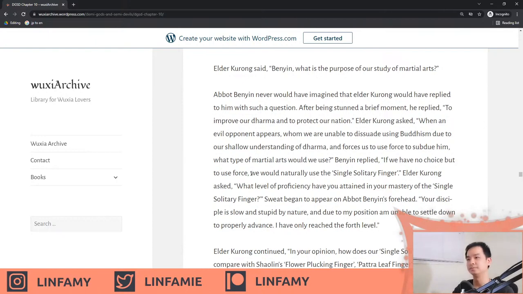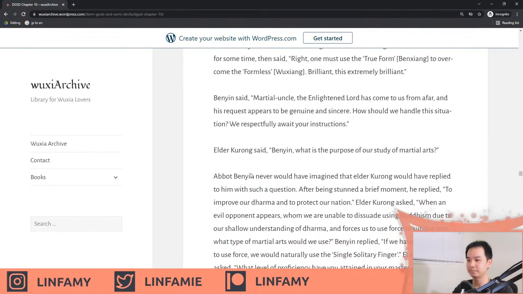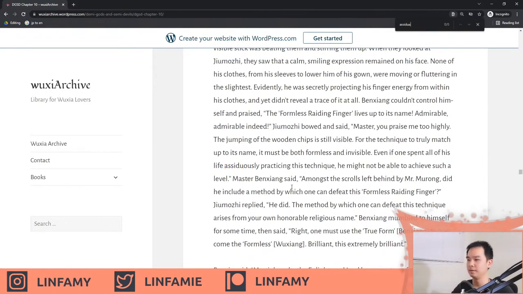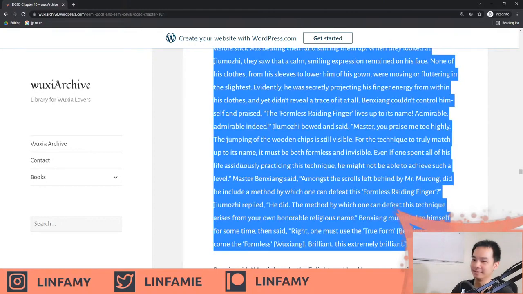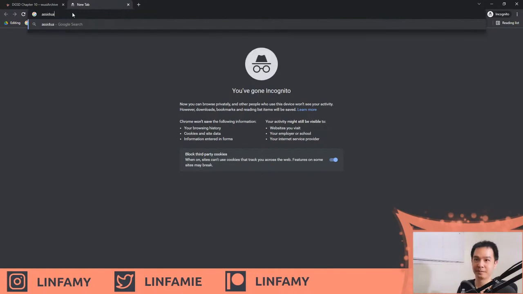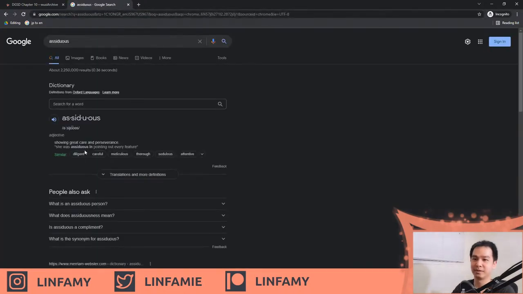Define assiduously? Where is that? "If one spent all of his life assiduously practicing." I guess that would mean practicing in a hard working way, like you practice really hard. That seems like the only definition that could be true. So it means working hard, guys. Working hard, practicing this technique. Assiduous: showing great care and perseverance. I think that counts.